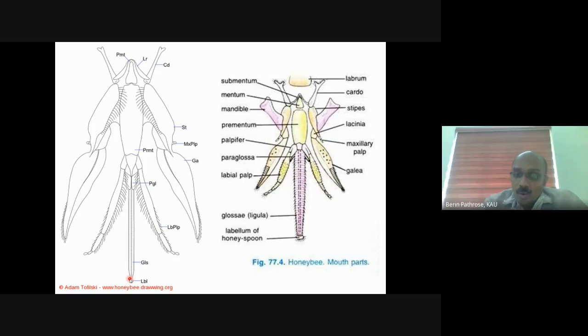So this is how the structure of the labium looks, and this is the elongated structure on both sides. This is the labial palpi. So we have submentum, mentum, prementum. We have paraglossae, elongated glossae. It is a tube-like or tongue-like structure. At the tip of the glossae, we have labellum or bouton, and on both sides we have labial palpi.